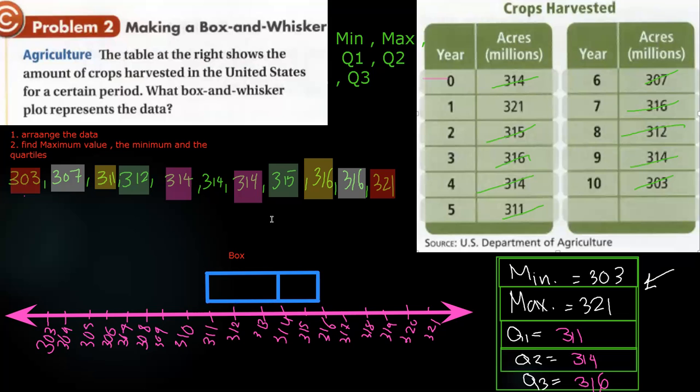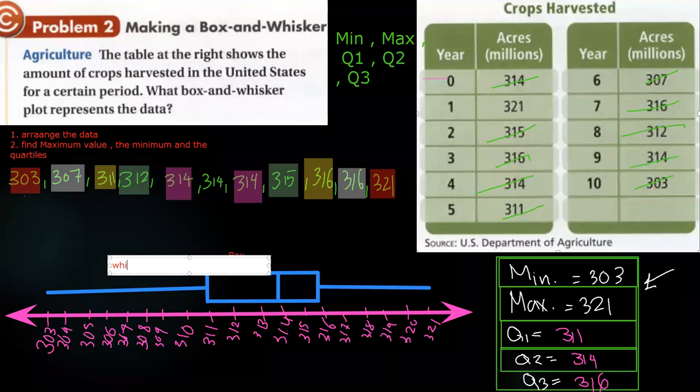I told you it's a box and two whiskers. To draw the two whiskers, I just need to bring a line starting from Q1, ending with the minimum. Where's the minimum? At 303. So this is the minimum. And where's the maximum? At 321. I will draw my second whisker, ending at 321. This is the first whisker here, and this is the second.